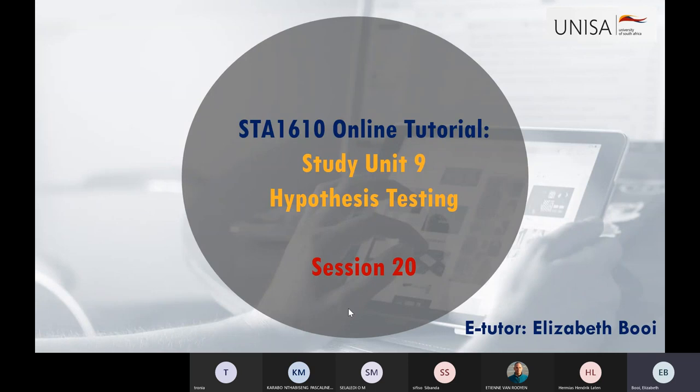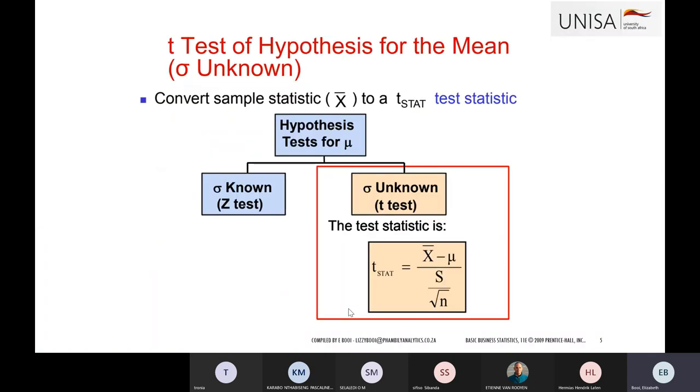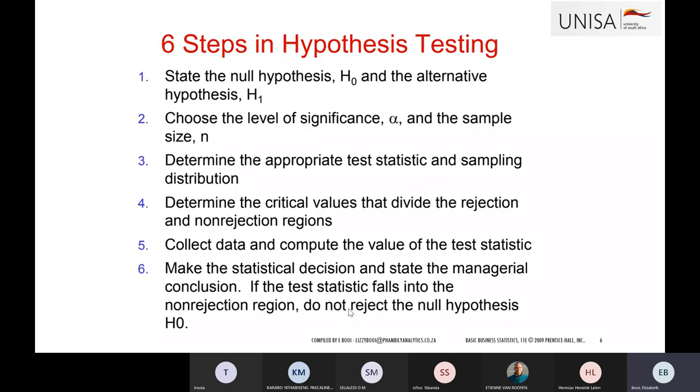Before we start today's session, I'm going to do a recap on what we did on Saturday. We looked at the hypothesis testing for the mean when the population standard deviation is unknown, and we said when it's unknown, then we use the t-test statistic. We also said because we're doing hypothesis testing, you always need to remember the six steps of hypothesis testing, which we're still going to use even today.